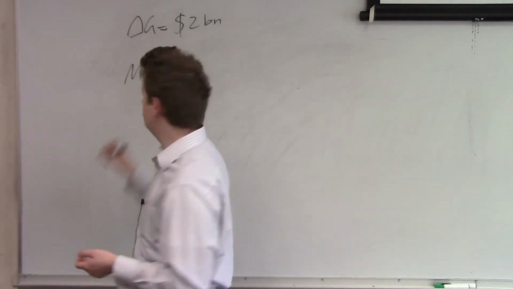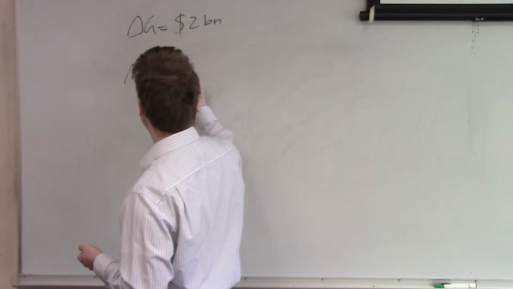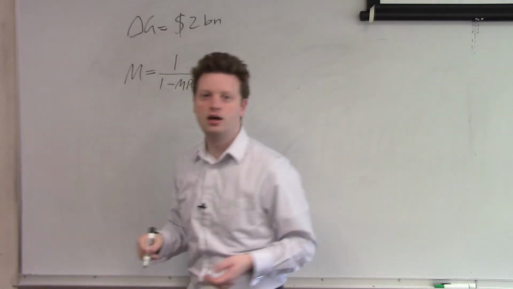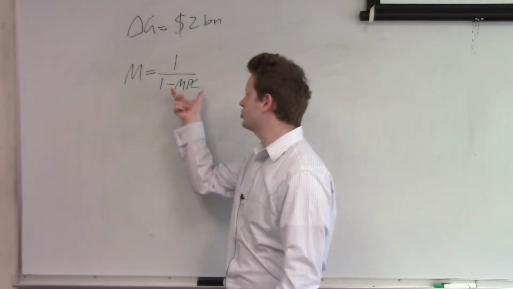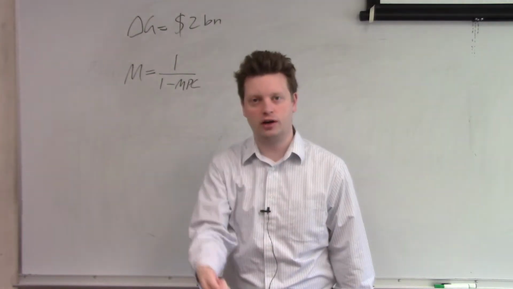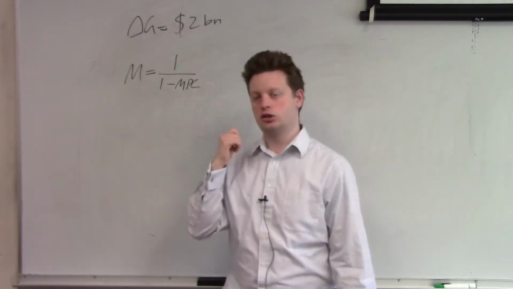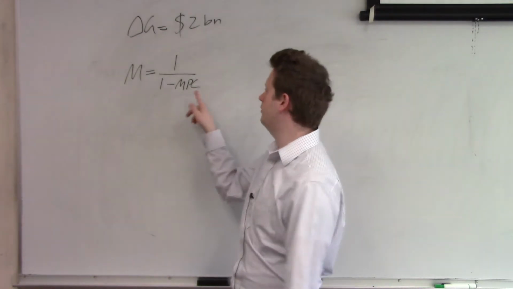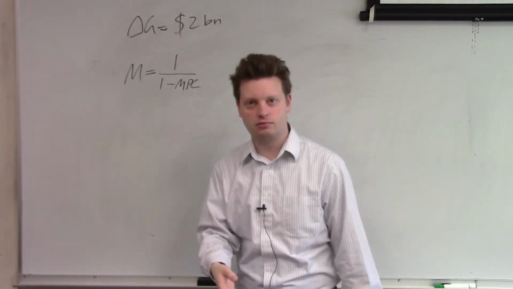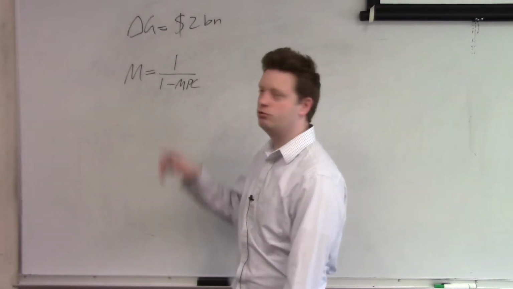The multiplier is equal to 1 over 1 minus MPC, where MPC is the fraction of an additional dollar I give you that you spend. So assume I give you $1, do you spend 50% of it? MPC is 0.5. Do you spend 80 cents? Your MPC will be 0.8.